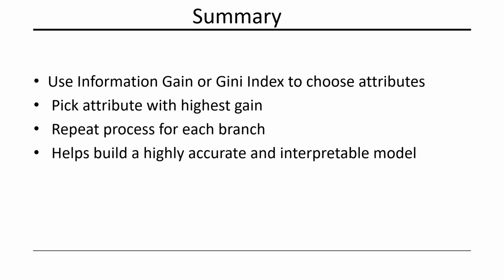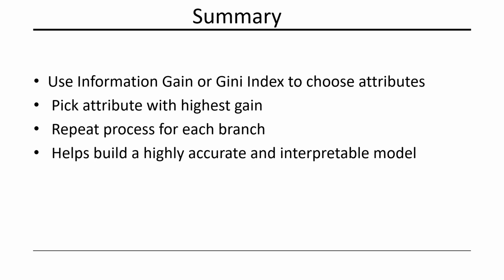Using that information gain value, we are going to choose an attribute. So using information gain or Gini index to choose what type of attributes. After picking the attribute with the highest gain, repeat the process for each branch, which helps build a highly accurate and interpretable model. So based on this information gain or Gini index, I'll tell you about Gini index in the next slides.